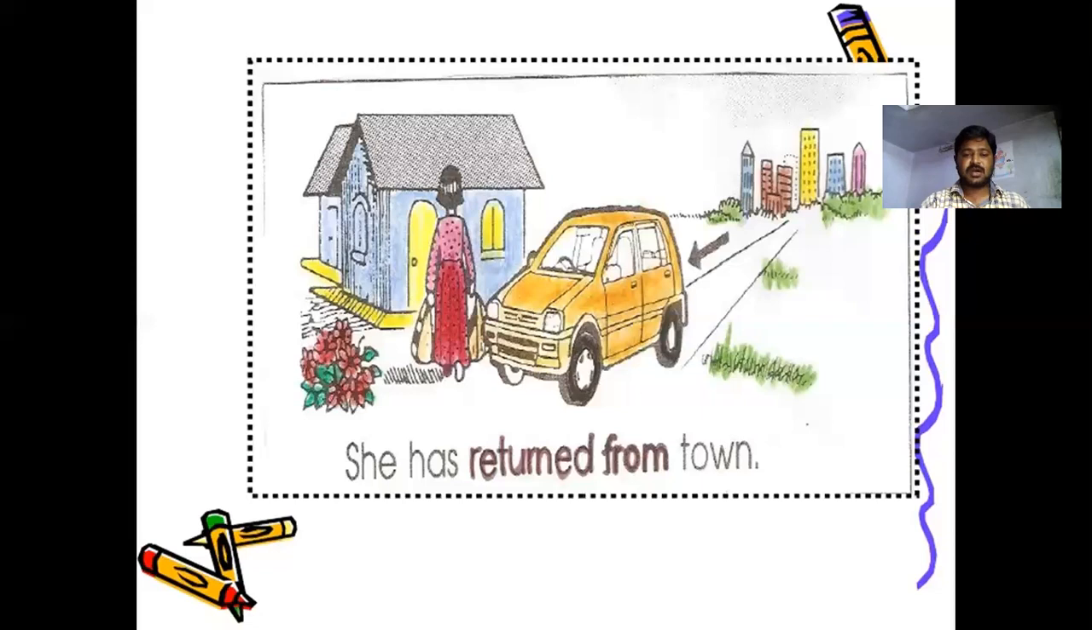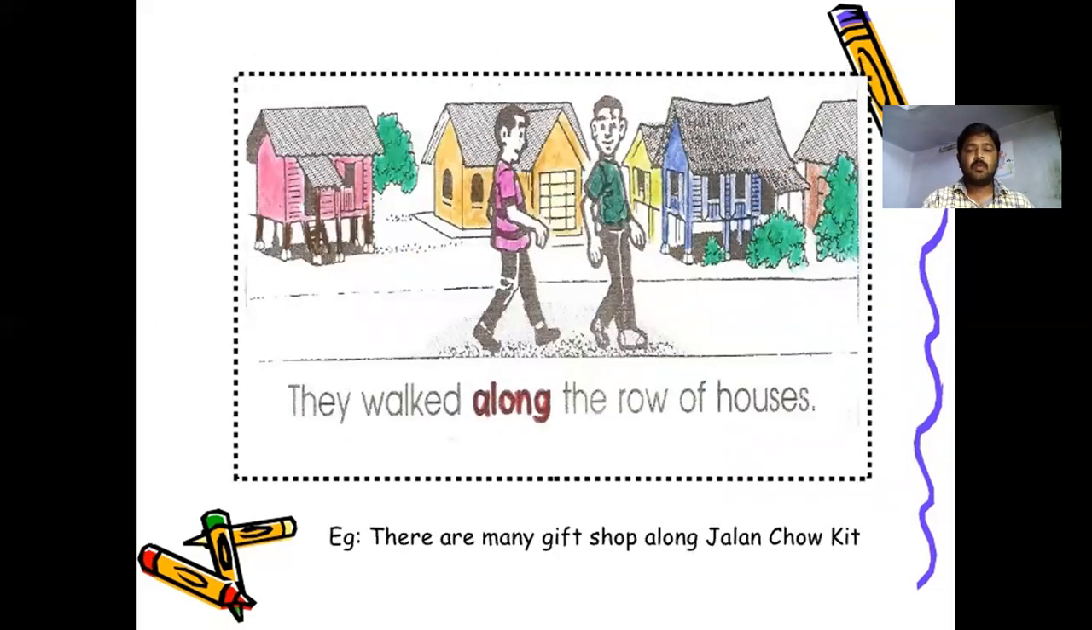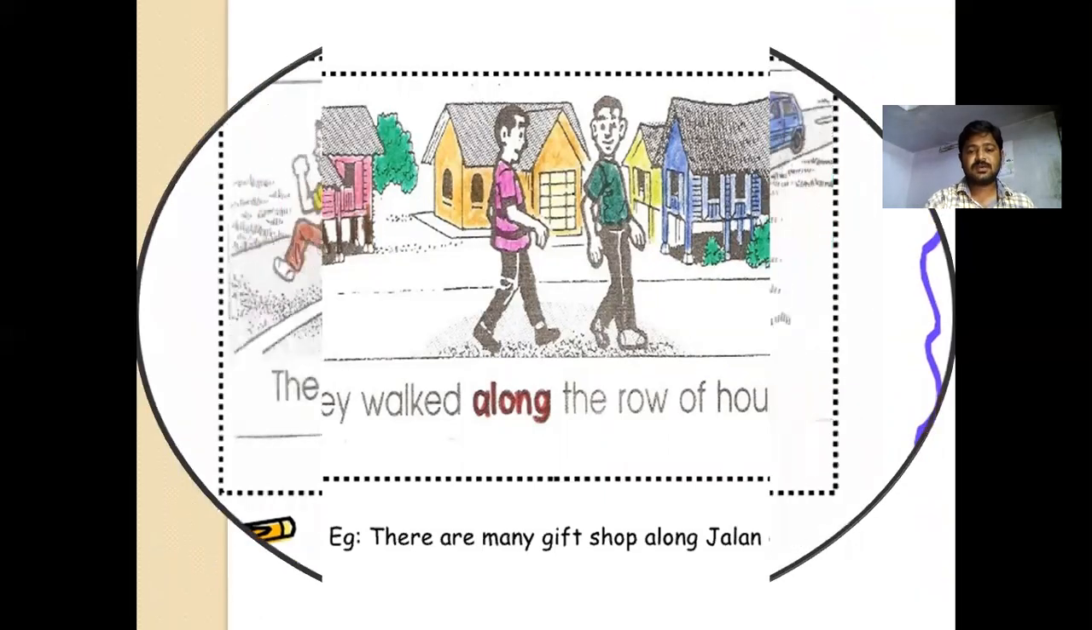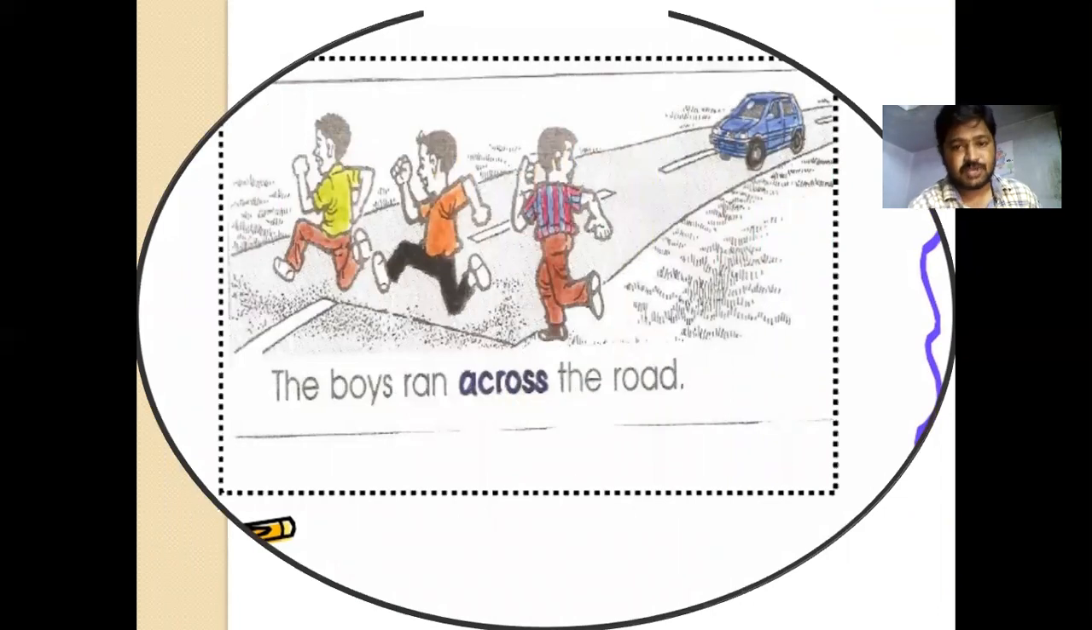She has returned from town. Return from is an adverbial preposition. They walked along the row of houses. There are many gift shops along Jalan Chowkit. Along is used as a preposition here.